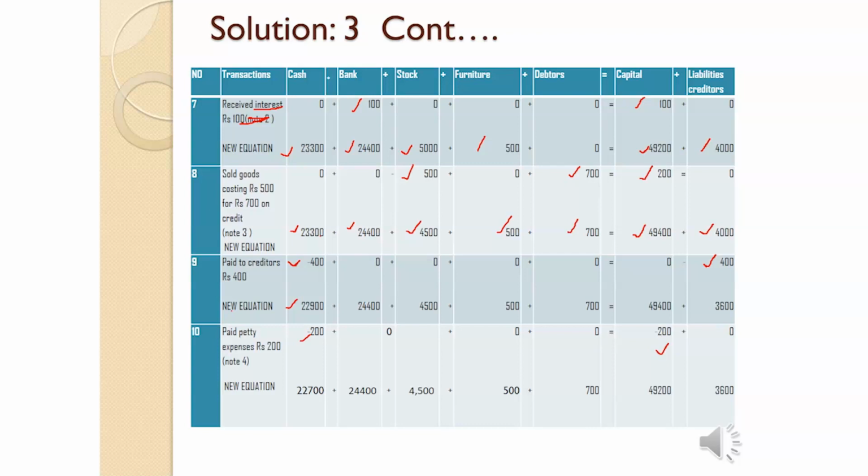So what is the total of the liability side? 6 plus 2, 800. Then 3 plus 9, 52,000. So 52,800.